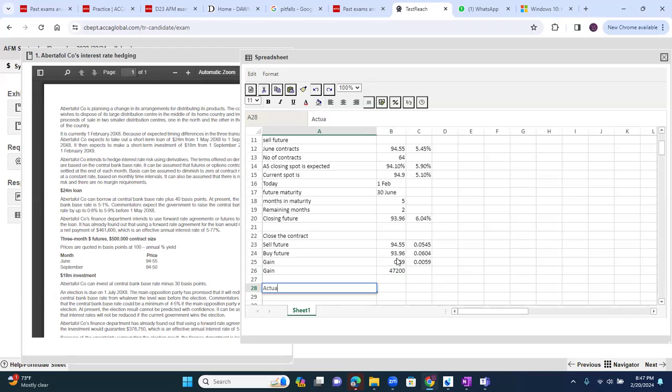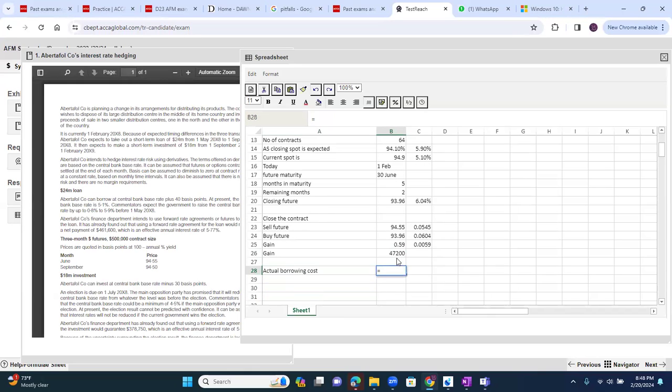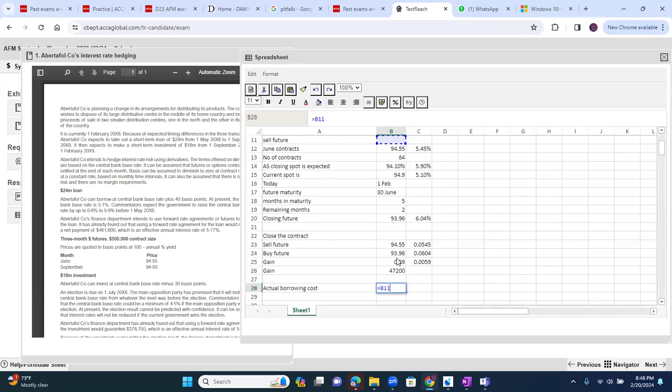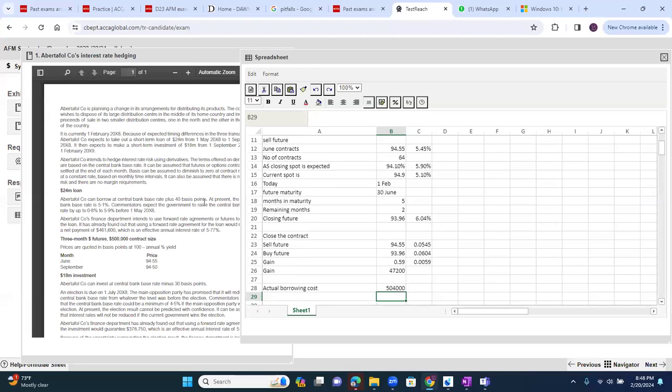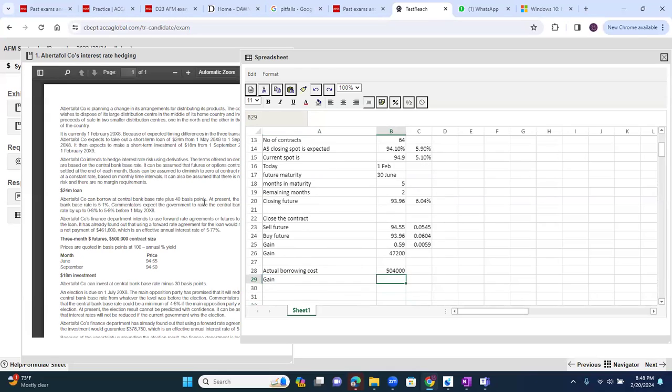Now calculate the actual borrowing cost. That would be equal to the amount of loan, that is 24 million, and you are borrowing for 4 months, divided by 12, into the actual rate of interest. Actual rate of interest is 5.9 plus 40 basis points, the actual base rate plus 40 basis points, 0.4%. 504,000. Gain is this. So net cost will be 456,000.